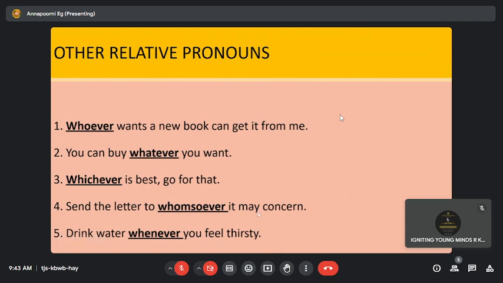Send the letter to whomsoever it may concern, and drink water whenever you feel thirsty. Whenever you feel thirsty or whenever you feel hungry, eat food. Whenever you are thirsty, drink water. Okay, so now you can just note down these words: whoever, whatever, whichever, whomsoever, and whenever.